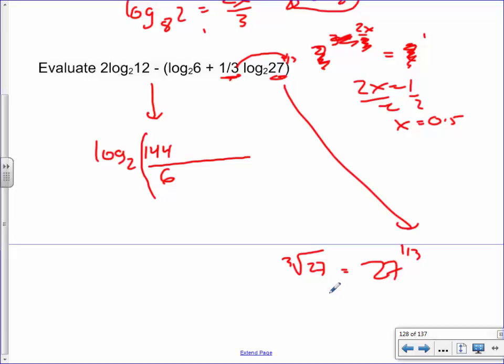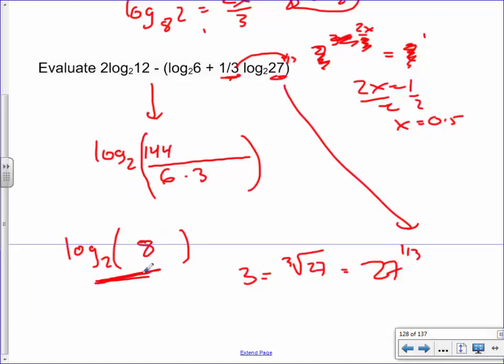Anybody know what the cube root of 27 is? Yeah, it's 3. So essentially all of this mess right here gave me the log base 2 of 3. So I can just make it a 3, and the 3 goes on the bottom with the 6. You see how because of this big bracket right here, both of those numbers go on the bottom? Someone help me out. What's 144 divided by 18? Because 3 times 6 is 18, right? 144 over 18? 8?